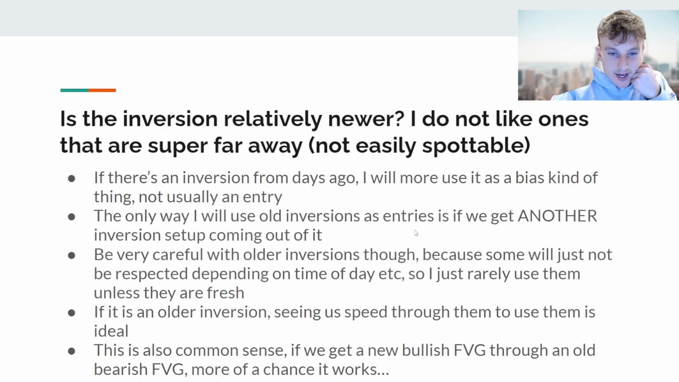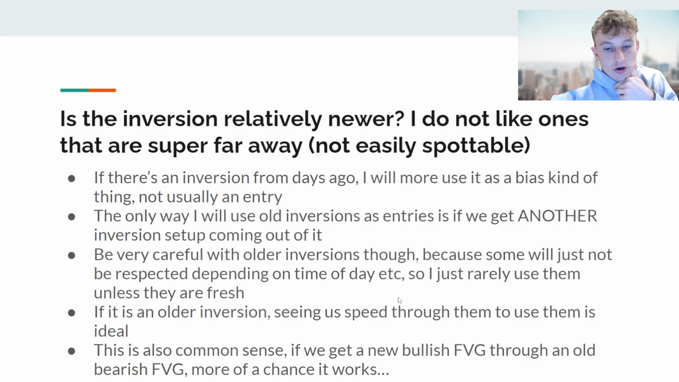You have to be very careful with older inversions because some will just not be respected. I've seen so many just fail. You have to be very careful. I don't really use them a lot, but I will look at them sometimes. This is going to be an experience thing. You can draw them, but I don't use them as much as I use the fresh ones that just form.